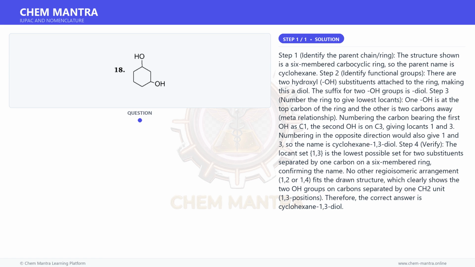Step 4. Verify the locant set. 1,3 is the lowest possible set for 2 substituents separated by 1 carbon on a 6-membered ring, confirming the name. No other regioisomeric arrangement, 1,2 or 1,4, fits the drawn structure, which clearly shows the 2 OH groups on carbons separated by 1 CH2 unit, 1,3 positions.